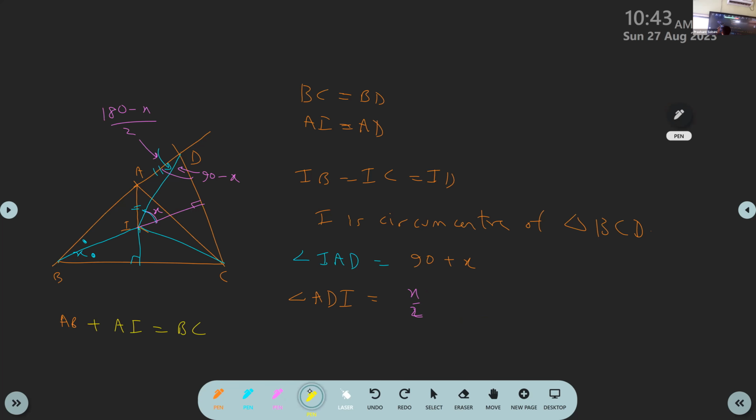This angle will be equal to this angle, right? And so then the only angle left is AID. So how much will AID be equal to? We know that from this, but we can independently find AID. Then we can equate that and we'll get some equation, right? So how much is AID equal to? Note that I is the circumcenter of triangle BCD. We have to use that.